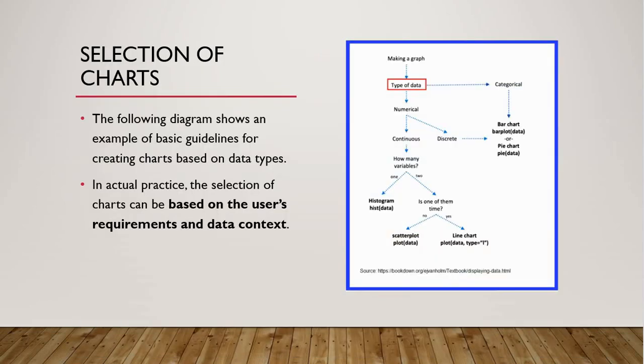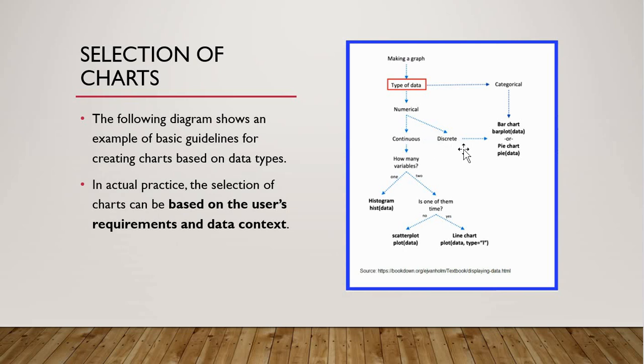Okay, this is another guideline for the selection of chart. The following diagram shows an example of basic guideline for creating chart based on data types. Ni nanti untuk your project, you can see later. Okay. Making a graph. First, you check type of data. Kalau categorical, maybe you can choose bar chart, pie chart. Okay, if it is numerical, you can identify whether it is continuous or discrete.